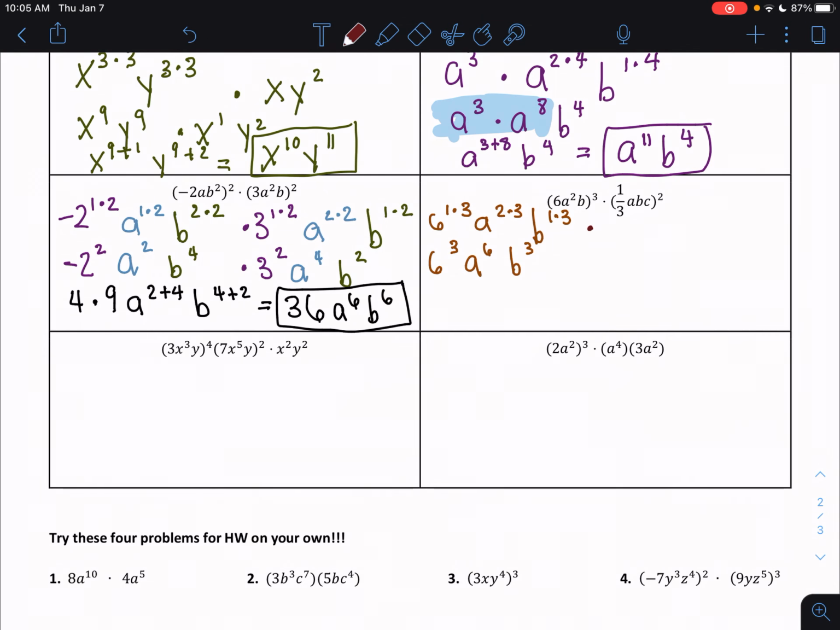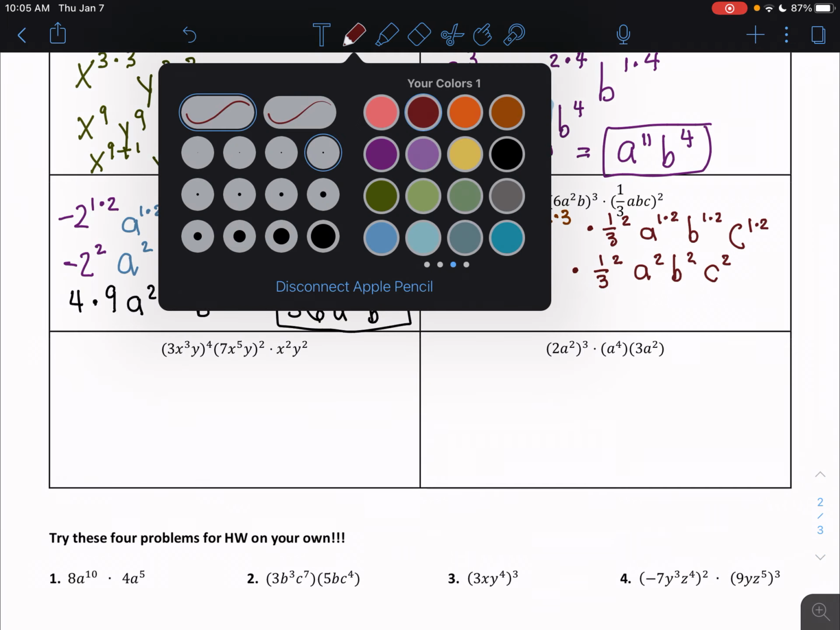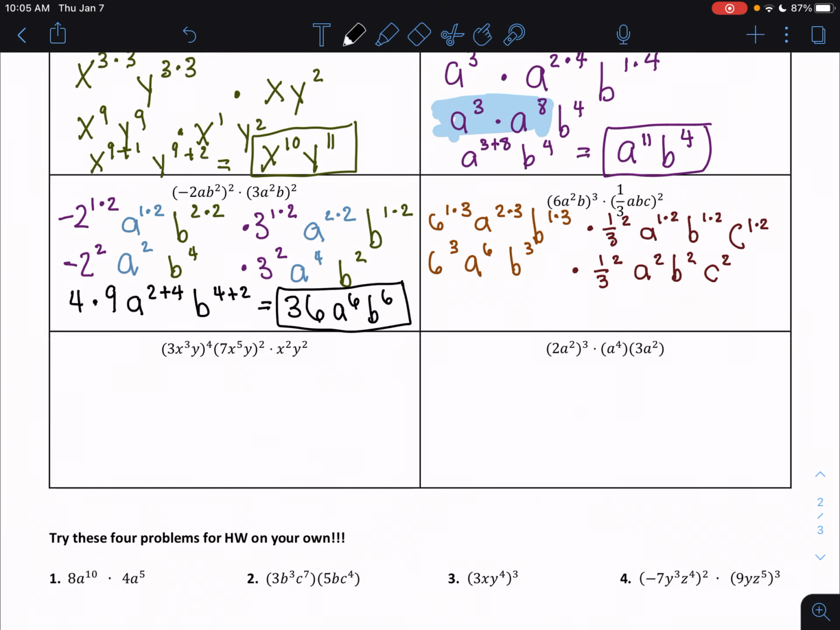Times 1/3 squared times a to the 1 times 2, b to the 1 times 2, c to the 1 times 2. And let's simplify this down. You could write 1/3 squared again, or you could simplify down 1/3 squared. I'm just going to write 1/3 squared, a squared, b squared, and c squared. All right, let's simplify this down now.